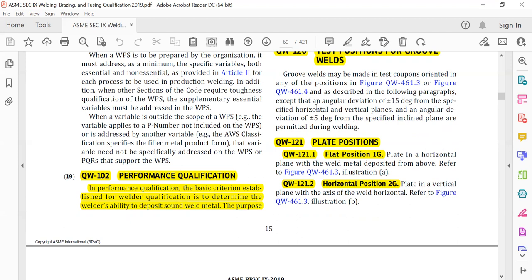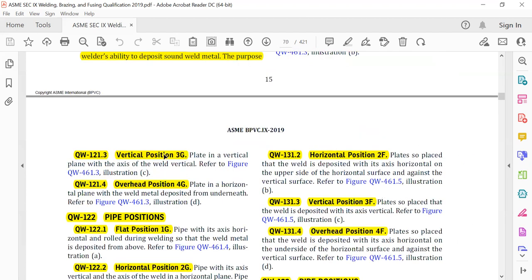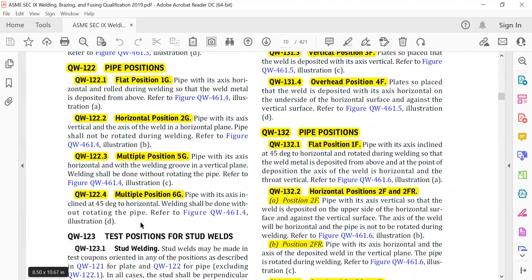The following paragraphs except that an angular deviation of plus or minus 15 degrees to the specified horizontal and vertical planes, and an angular deviation of plus or minus 5 degrees for the specified inclined plane, are permitted during the welds. So inclination plus minus 5, angular plus minus 15. So flat position 1G, horizontal position 2G, vertical position 3G, overhead position 4G.